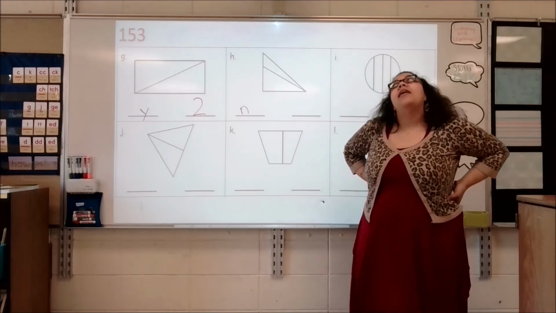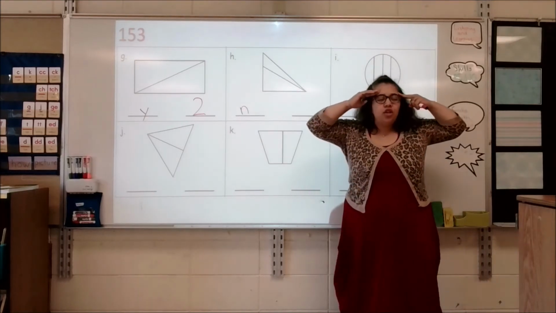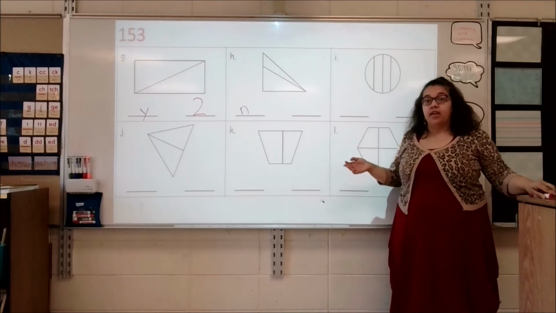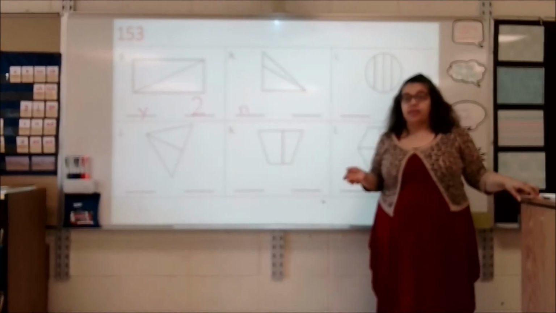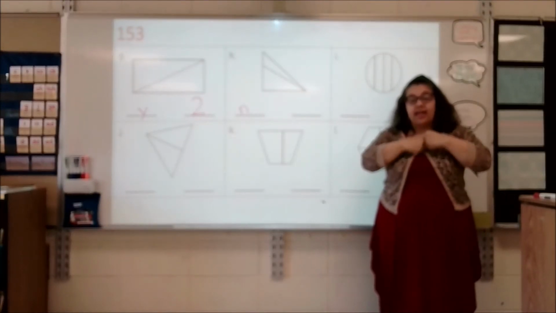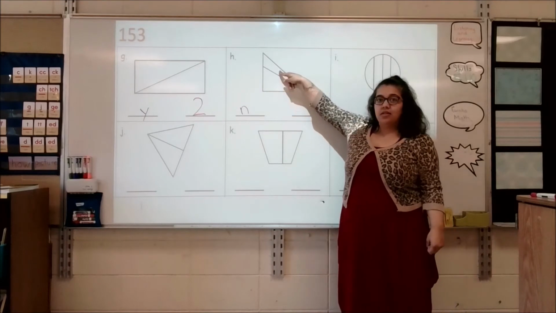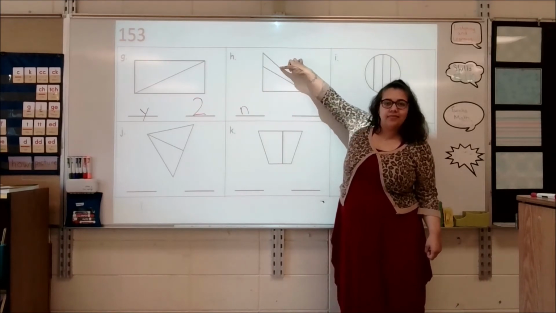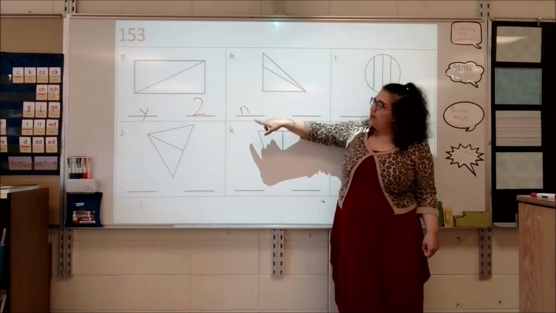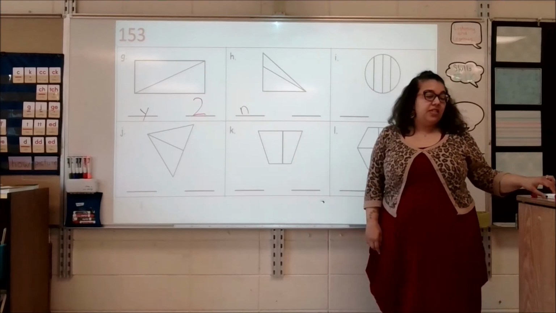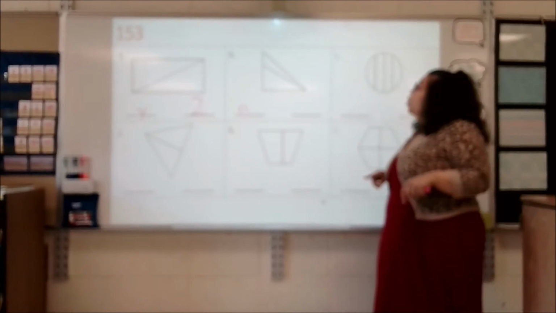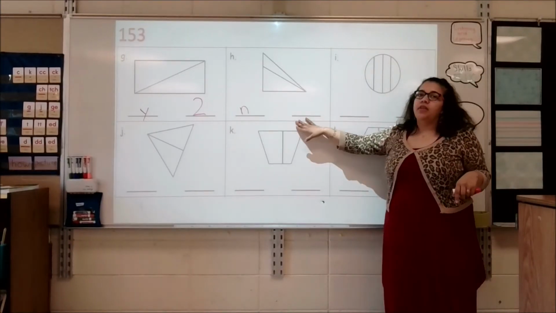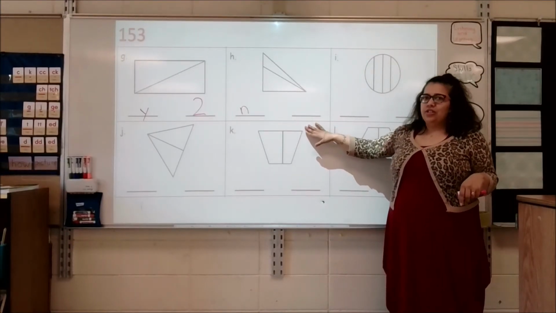Now, I want you to think about it this way. Pretend you were looking to share something with a friend, a cousin, a sibling, and they cut it and gave you this piece. Would that be fair? That wouldn't be fair, meaning they're not equal. It should be split into equal pieces. Do we fill out this line then? No, because it's not equal pieces.